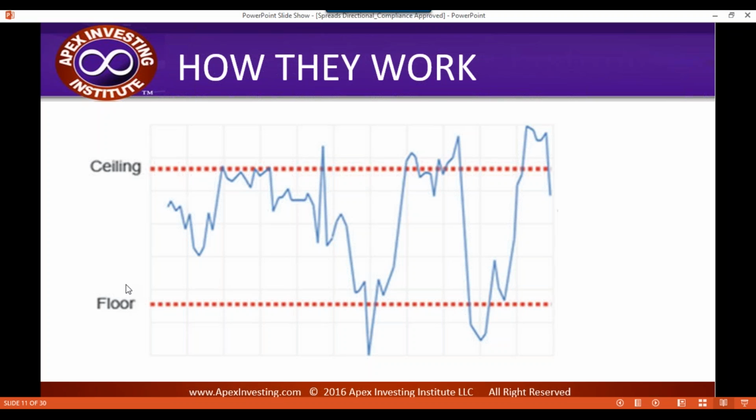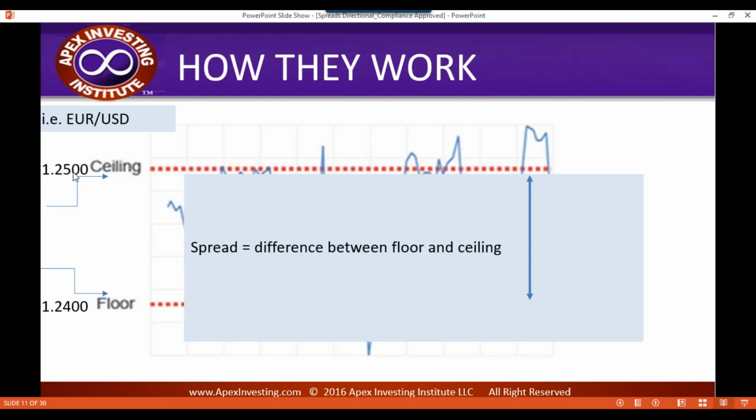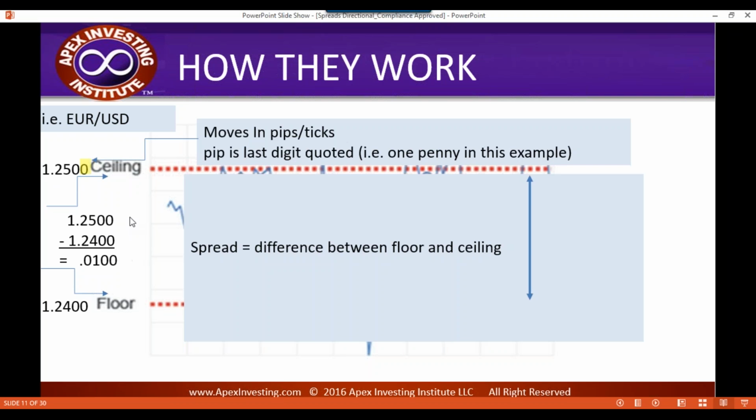So, for example, let's just say we were looking at a chart of the euro dollar here, and let's say the floor of the spread, or the bottom of the spread, was at 1.2400, and the top of the spread, or the ceiling, was at 1.2500. Okay, so the spread is the difference between the floor and the ceiling. So in this particular example, from 2400 to 2500, this is a 100 pip spread.